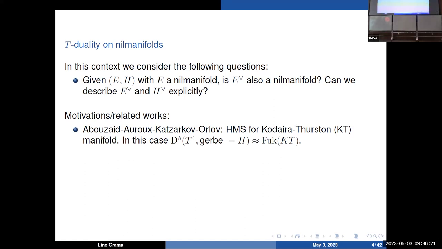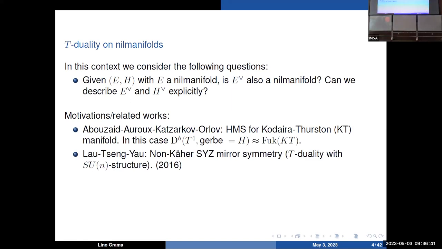Just to mention, the Kodaira-Thurston manifold is an example of a symplectic and complex, but non-Kähler manifold. And it is also a nilmanifold. A little bit more recent, Lau and Yang, this is non-Kähler SYZ mirror symmetry. This is another kind of T-duality, not involving the H-flux but involving this SU(n) structure. This is also very interesting.